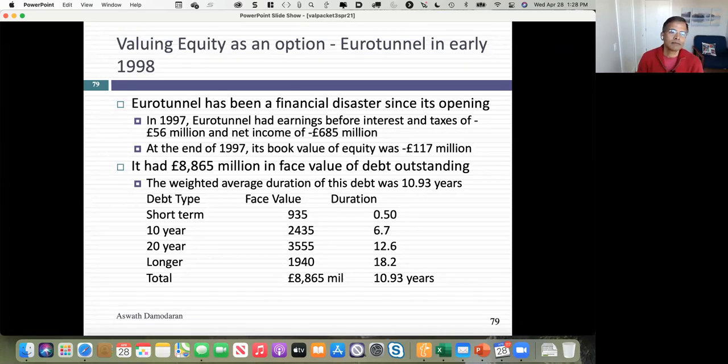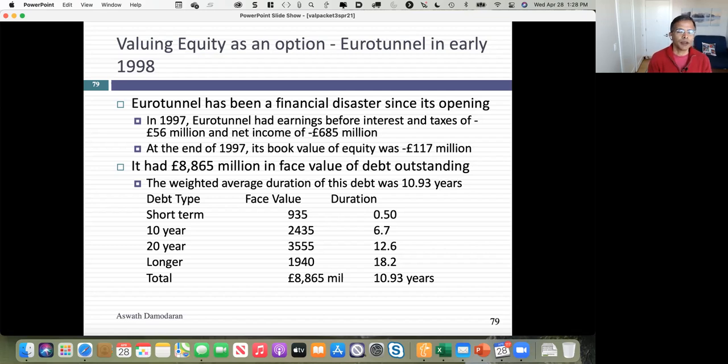Check. Do they owe a lot of money? God, do they owe a lot of money? I mean, take a look at the debt outstanding. You have short-term debt, 10-year debt, 20-year debt, longer-term debt. In collection, they owe 8.9 billion pounds in debt. And the weighted duration of all of the debt is about 11 years. So they owe a lot of long-term debt. So they're money losing, they owe a lot of long-term debt. So I'm going to try to value Eurotunnel as an option.